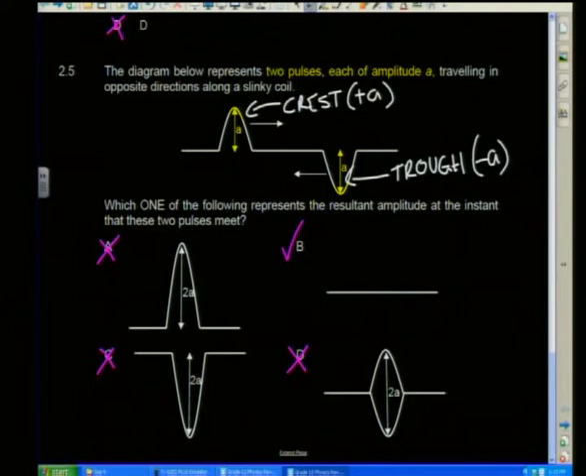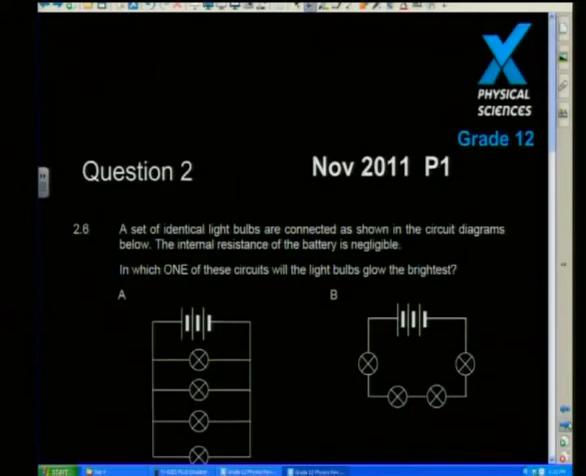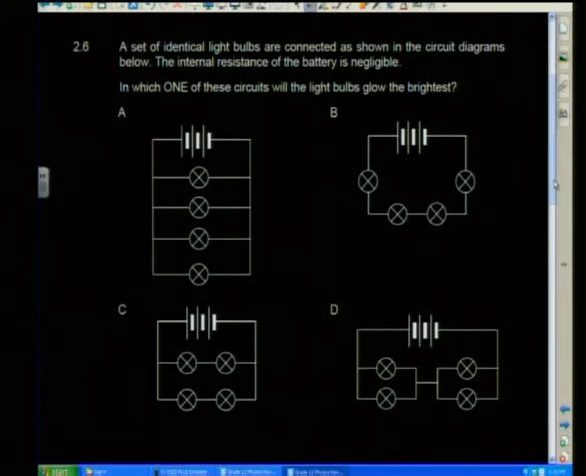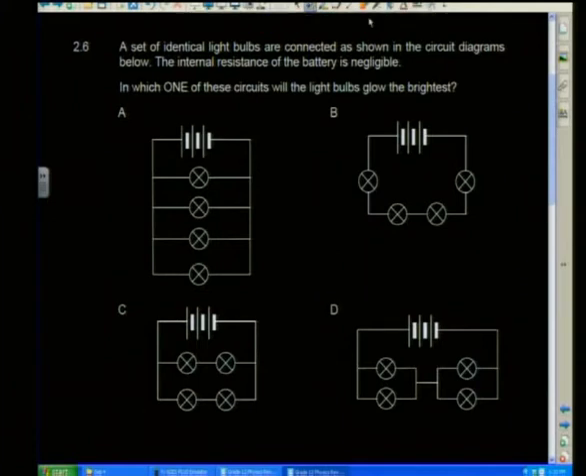Okay, well, we're going to continue through these multiple choice. Let's carry on with 2.6. Okay, so now it says a set of identical light bulbs. Let's highlight that important piece of information. There we go. We've got identical light bulbs are connected as shown in the circuit diagrams. The internal resistance of the battery is negligible. That means that we can ignore it completely. Okay, in which one of these circuits will the light bulbs glow the brightest?